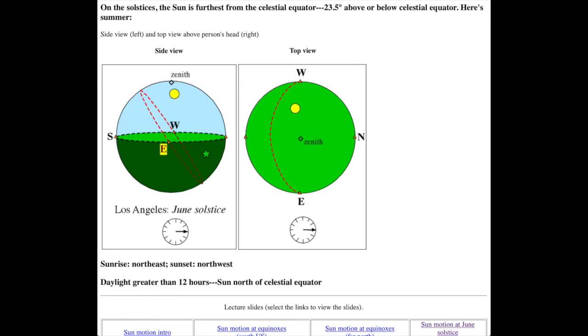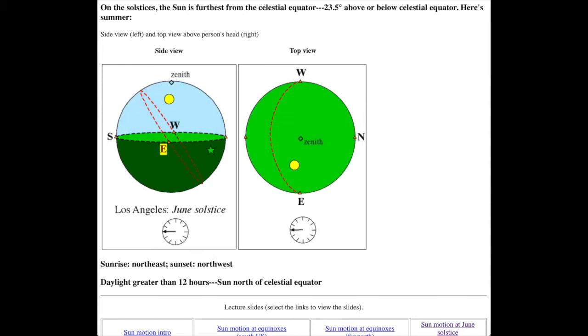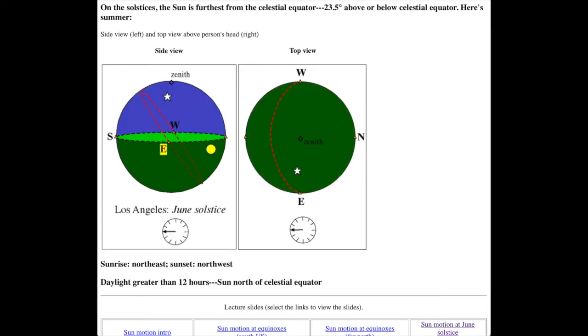On all the days of spring and summer, the Sun follows a path between the celestial equator and the June 21st path, shown here. So the Sun rises in the northeast and sets in the northwest. Where it rises in the northeast and sets in the northwest depends on the particular day in the spring or summer.